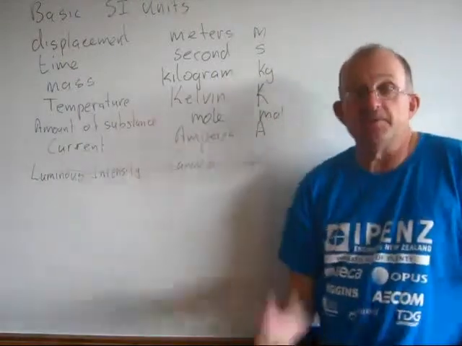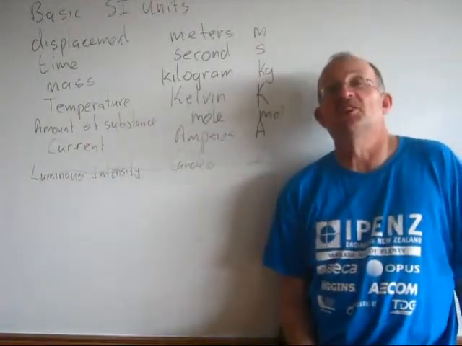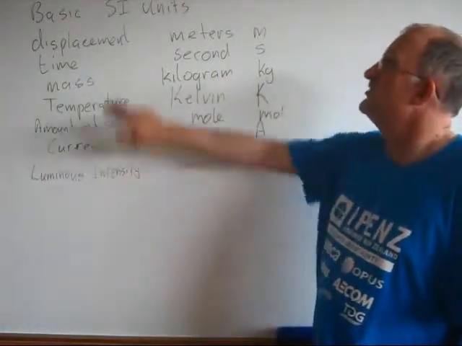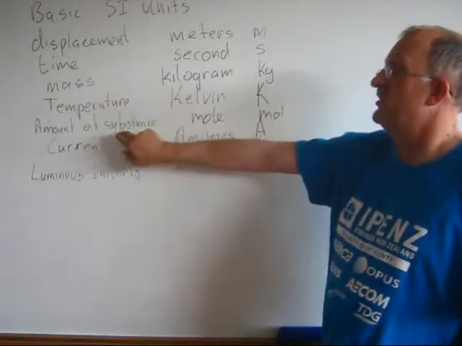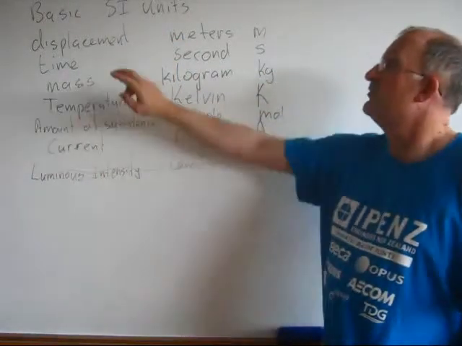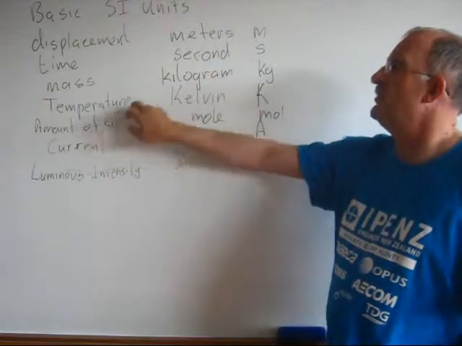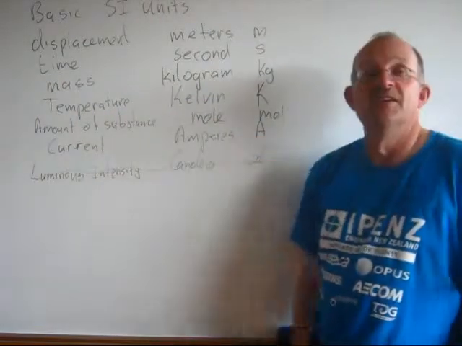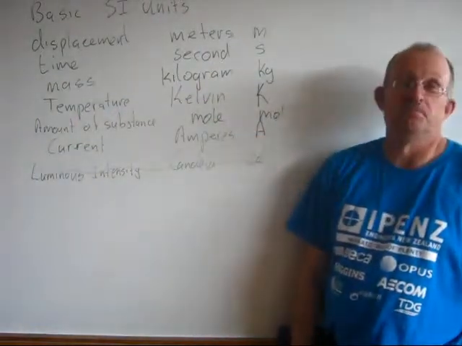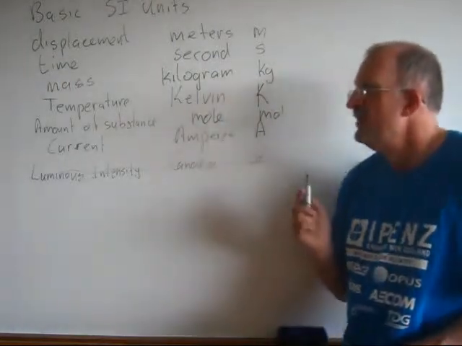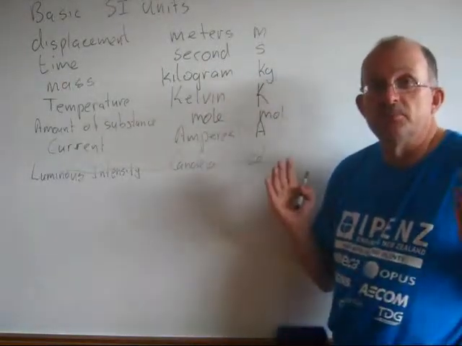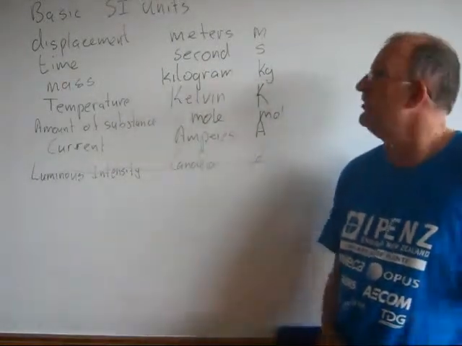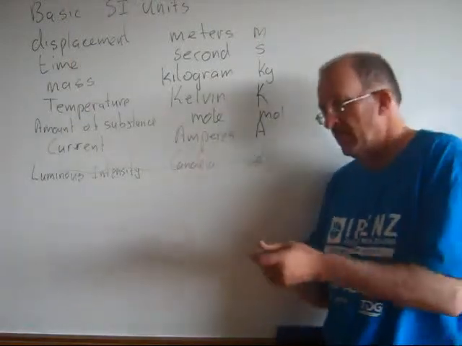So basically everything we know in science, especially in physics, can be described with these 6 quantities. Can be described with displacement, time, mass, temperature, amount of substance, and current. I don't know about you, but I think that's bloody amazing actually, that we can basically reduce pretty much everything in the universe down to 6 things.